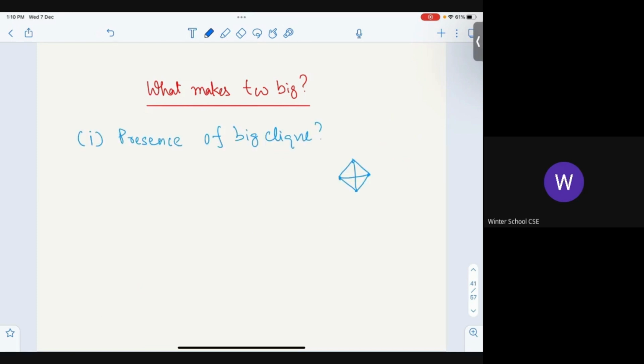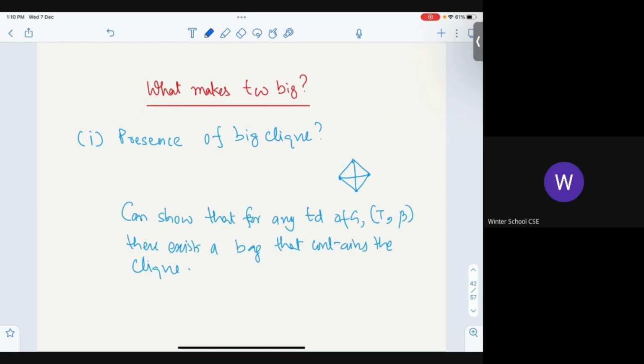Presence of a big clique. If a graph has a big clique, meaning a set of vertices which are pairwise adjacent. Why? You can prove that whatever the tree decomposition is, you cannot separate this clique. They are going to be part of one bag. If they are going to be part of one bag, irrespective of whatever tree decomposition you make, a clique is going to sit very nicely into some bag. So that already gives you a lower bound, no?